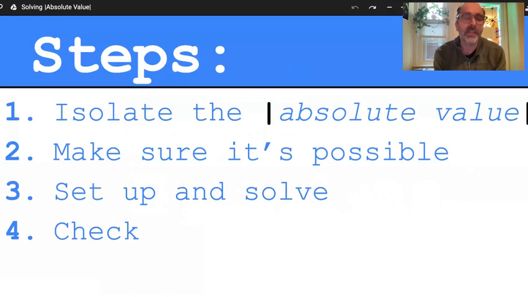First, you want to isolate the absolute value. That means you want the absolute value on one side of the equal sign, everything else on the other. You also want to make sure that it's possible to even solve that absolute value equation. That means that the absolute value must be equal to something that is positive, all right? Three, you want to set up and solve your two equations if you can actually do it, if it's possible. And four, you want to check your work. All right, let's get this done.